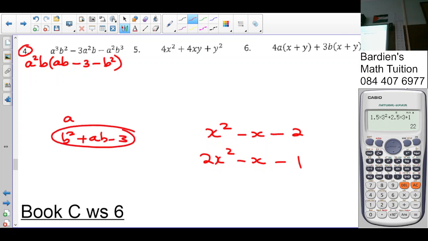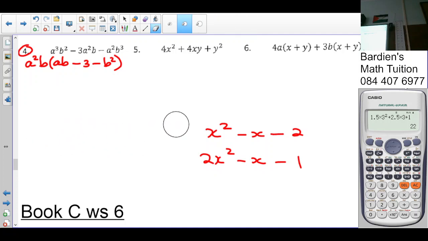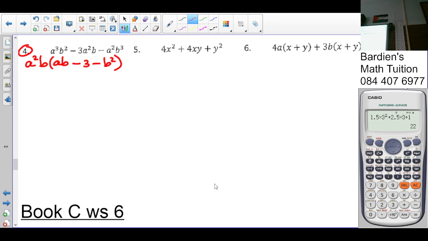Still not. Remember when we started off, we said the trinomial must be in the form of ax squared plus bx plus c. It must be given in that form. Is that in that form? No. So do I draw a product line? No. You guys understand?